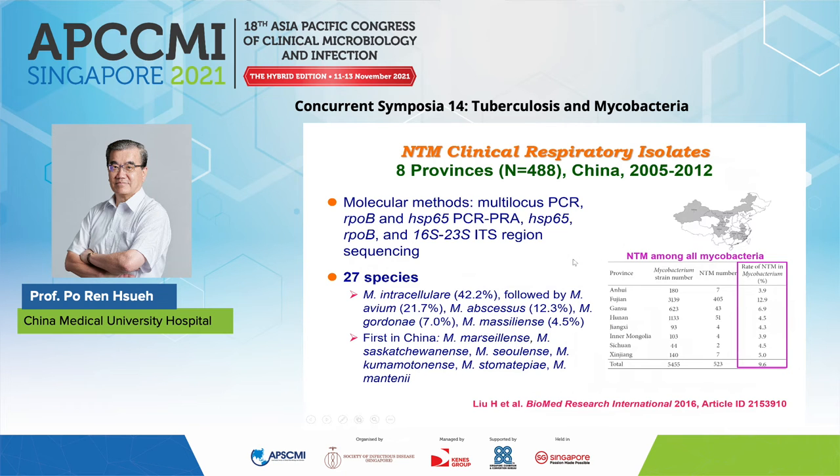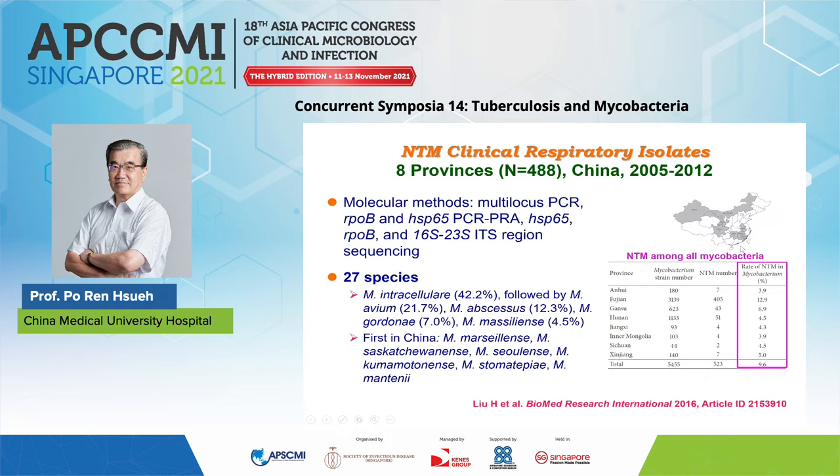Looking at the data from China, they used extensive molecular methods to identify the mycobacterium species. They identified 27 species in total. The most predominant is intracellulare, followed by avium, abscessus, chelonae, and other NTM. So they also identified very unusual NTM in China.